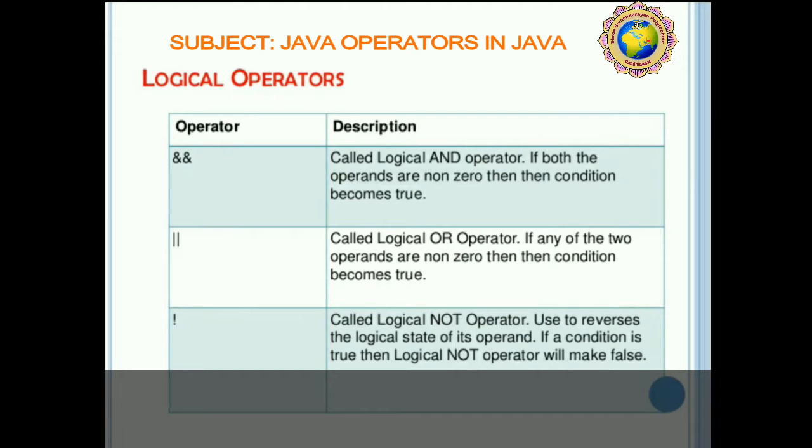Now the AND operator: if both the operands are non-zero, then the condition becomes true. The logical OR operator: if any of the two operands is non-zero, then the condition becomes true. The logical NOT operator is used to reverse the logical state of an operand. If a condition is true, then the logical NOT operator will make it false.